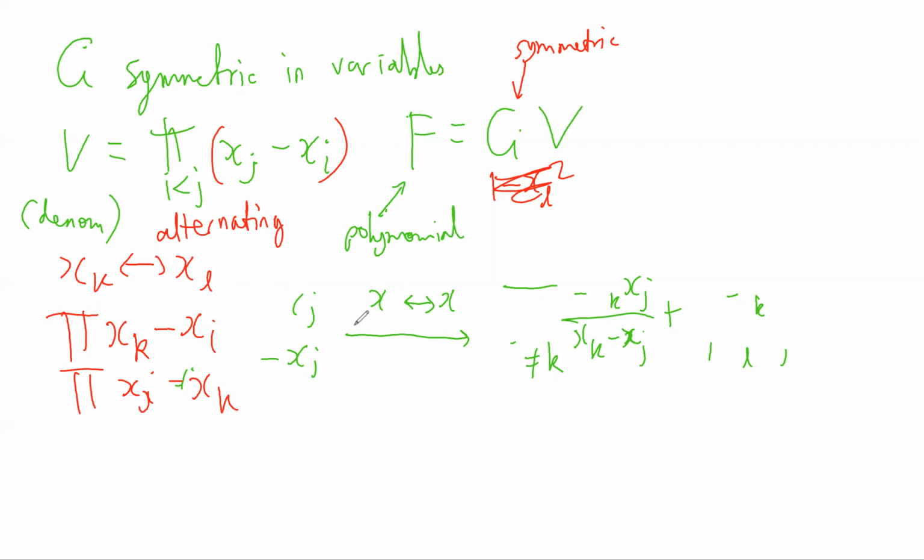Okay. That one's the one that gets negated. There's only one of those, because either k is smaller than or bigger than l. It can't be both. Everything else just swaps to the other one. Okay, so V is alternating. So whenever you swap two variables, it goes negative, but otherwise unchanged.